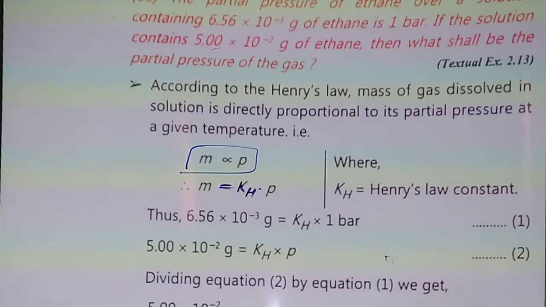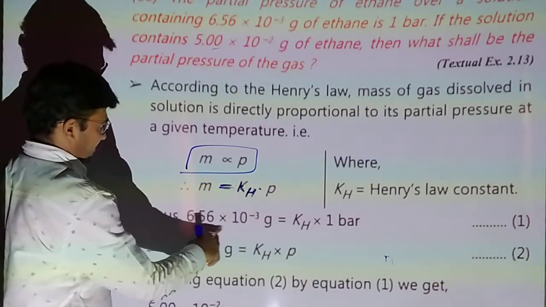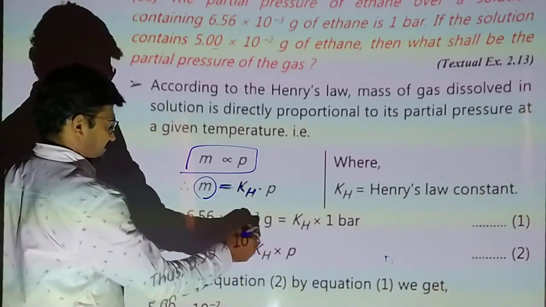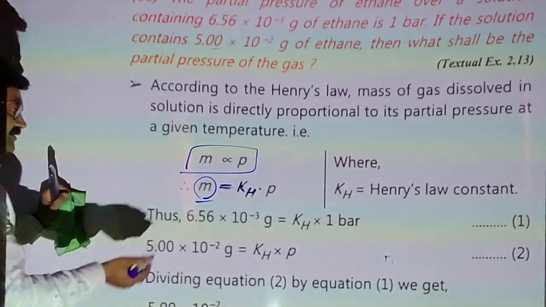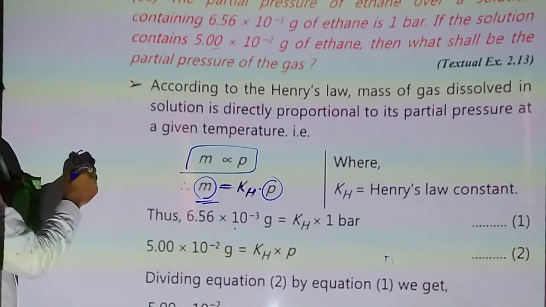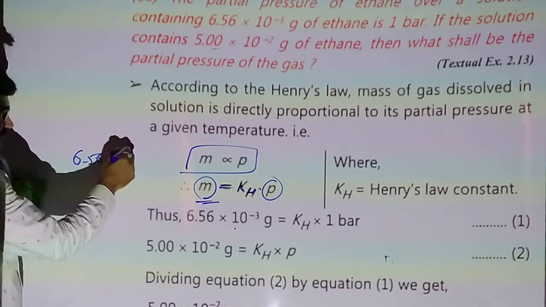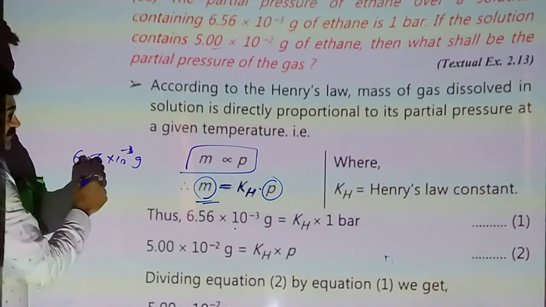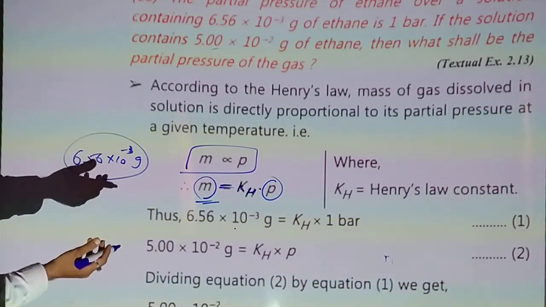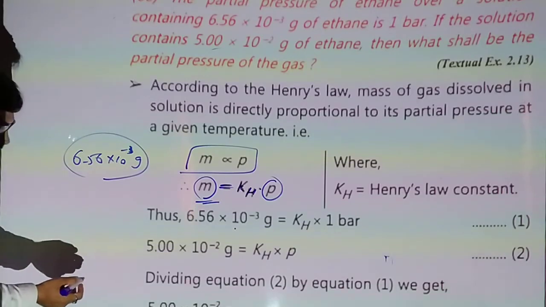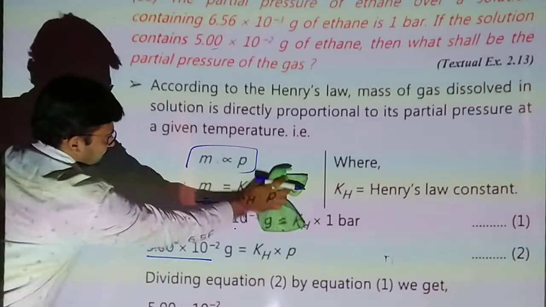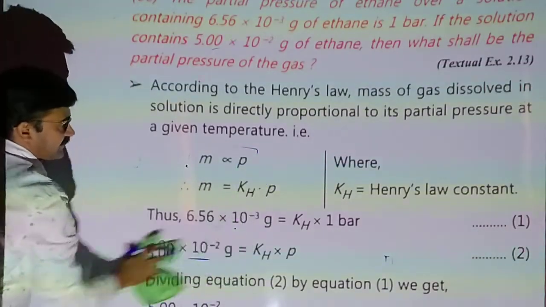Kh is a Henry constant. Thus 6.56 × 10⁻³ gram. Mass and molality are the same here, so the mass is taken directly: 6.56 × 10⁻³ gram taken as a molality. Why? Because the solution amount is not given. Here the compounds are the same, so mass can be taken. For the comparison, mass is directly taken.